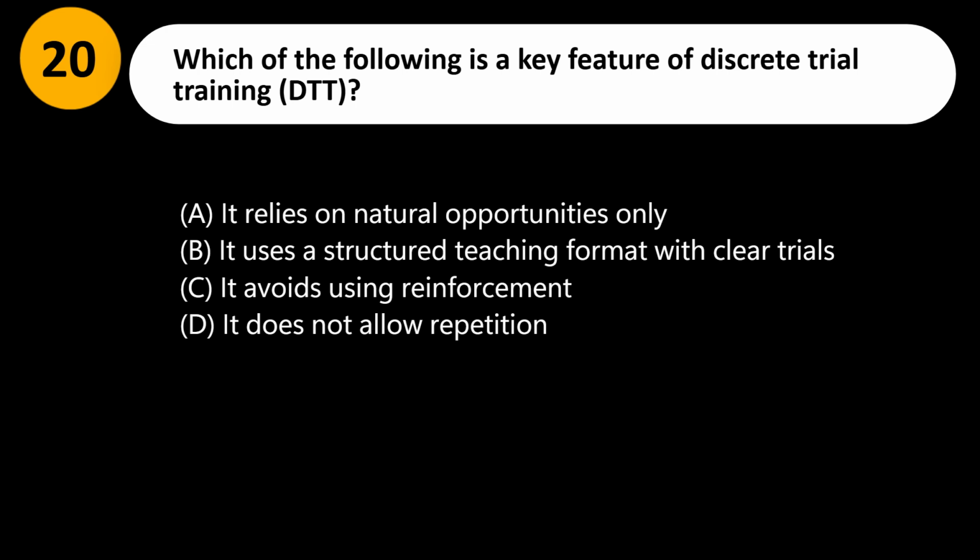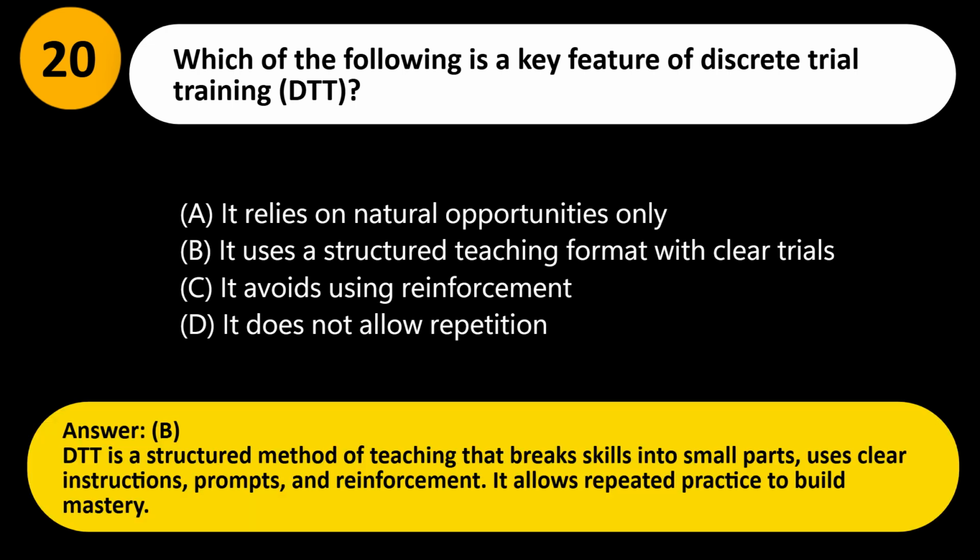B. It uses a structured teaching format with clear trials. C. It avoids using reinforcement. D. It does not allow repetition. Answer: B. DTT is a structured method of teaching that breaks skills into small parts, uses clear instructions, prompts, and reinforcement. It allows repeated practice to build mastery.